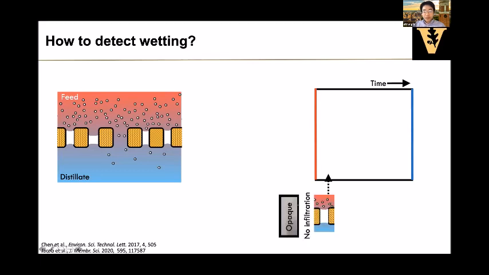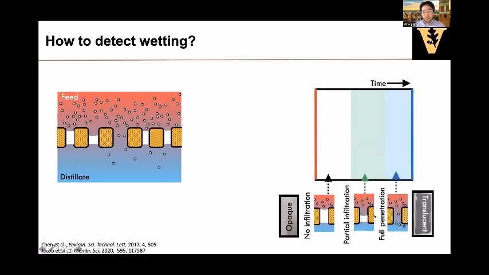The first stage is when the membrane is completely unwetted, so there's no infiltration of any liquid into the pore. Then you go through a transition state where part of the liquid enters the pore, but does not fully penetrate through it. And the last stage is when you have liquid penetrating through the pore, and if that happens for the entire membrane, the membrane would actually become translucent.